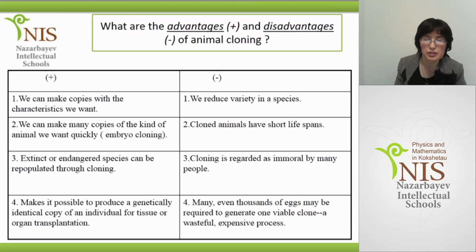The advantages of animal cloning. First, we can make copies with the characteristics we want. We can make many copies of the kind of animal we want quickly. Extinct or endangered species can be repopulated through cloning. It makes it possible to produce a genetically identical copy of an individual for tissue or organ transplantation.